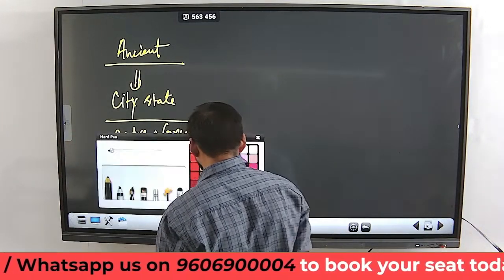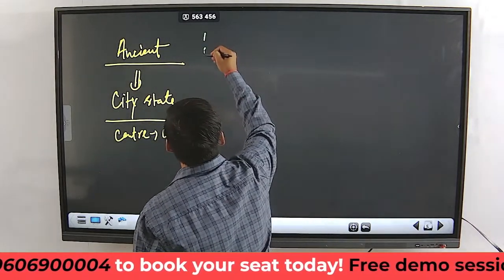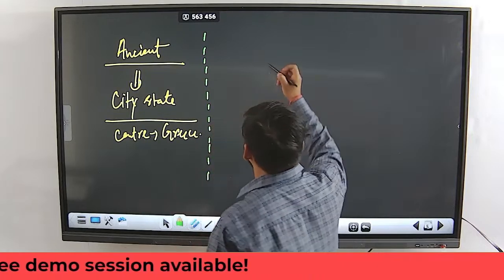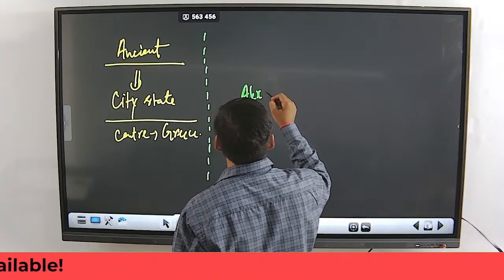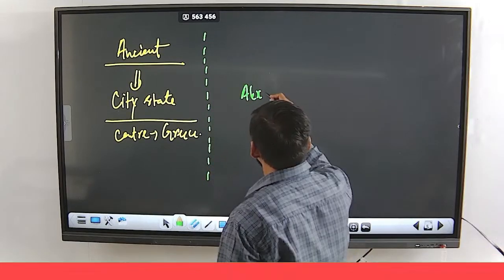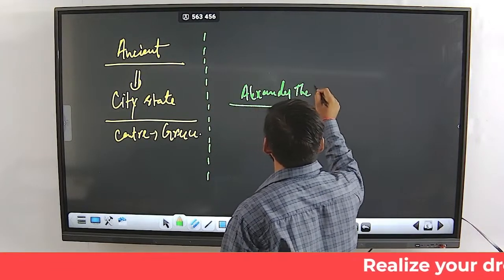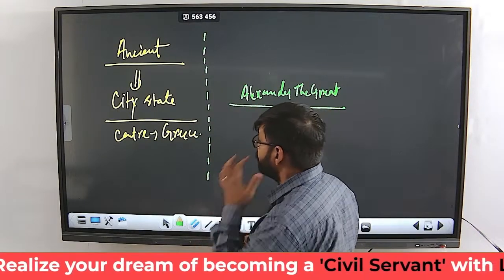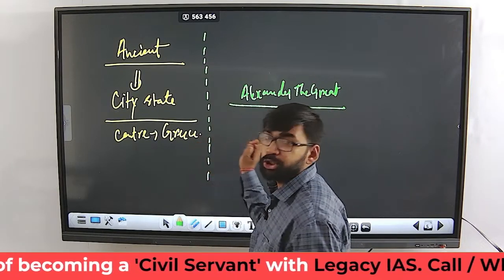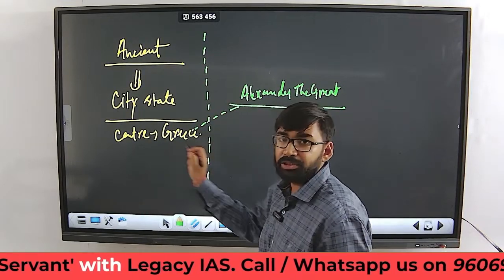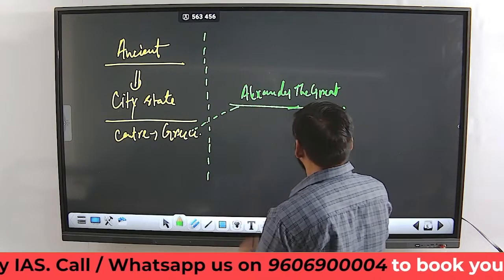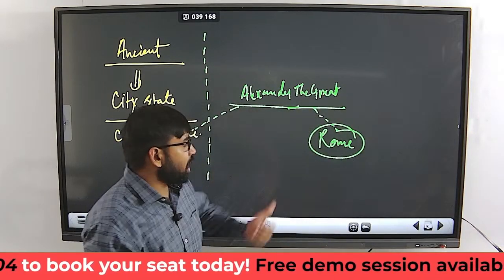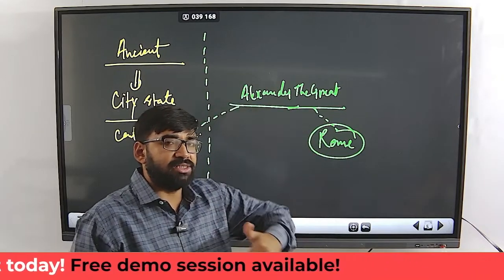So remember this thing. Alexander the Great formed a large empire, and Alexander shifted the center of politics from Greece to Rome. Getting my point? So Alexander shifted its empire from Greece to Rome. This is how the transformation started from Greek civilization to Roman civilization.